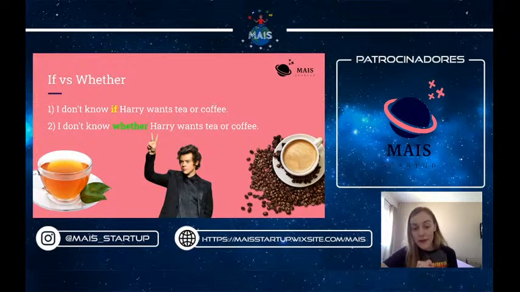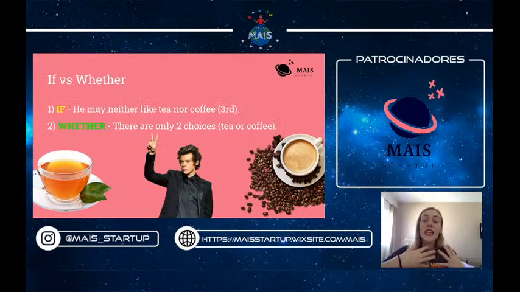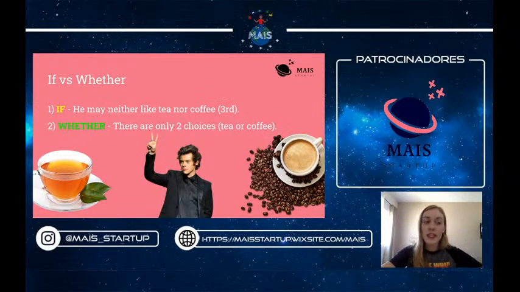Well, if you have already thought, when we are using if, we're saying that maybe he neither liked tea nor coffee. So maybe there's a third option. Maybe he doesn't like any of those. He likes, I don't know, soda. Maybe that's it. So you actually don't know which kind of drink Harry likes. You think it could be tea or coffee, but it could be anything else. So that's when you use if. Use if when there's another third possibility that you're not taking into consideration in the sentence.